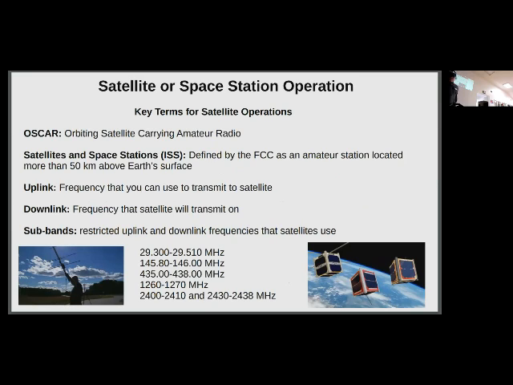So just a couple of things. I mentioned these. Uplink, okay? This is the frequency that you're going to transmit to the satellite, up. It's going from you, down, right? It's up. You're sending a signal up to the satellite. Downlink is the frequency that the satellite is transmitting on, and it's sending it down to you. Does that make sense?